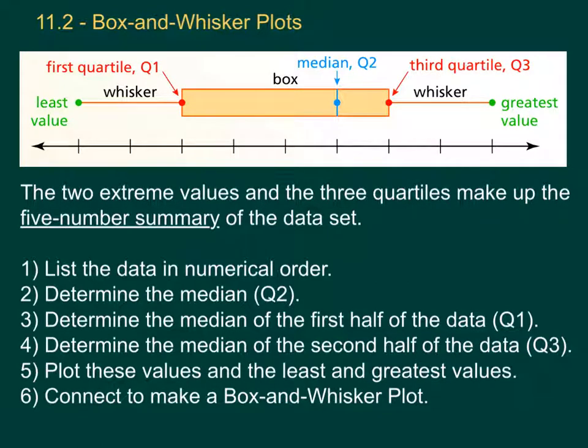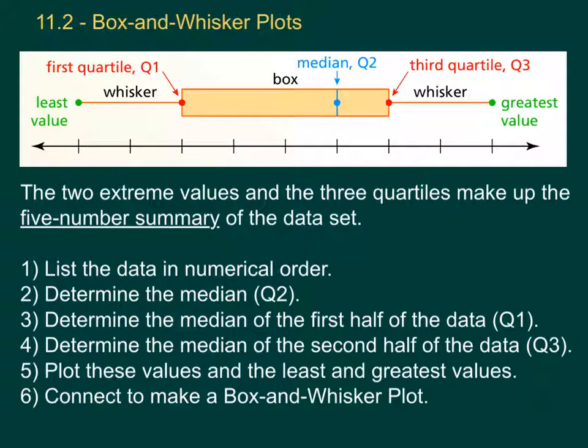Section 11.2, Box and Whisker Plots. What we're going to be looking at in this section is a way to represent a set of data. And the way that we represent this here is with two whiskers on the outsides and a box in the middle. And part of the key features here is that the box actually has another vertical line segment cutting through it, not necessarily directly in the middle of the box.